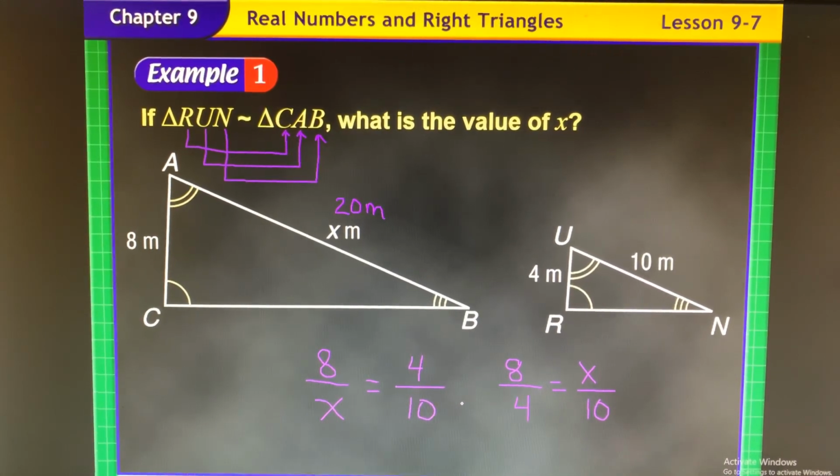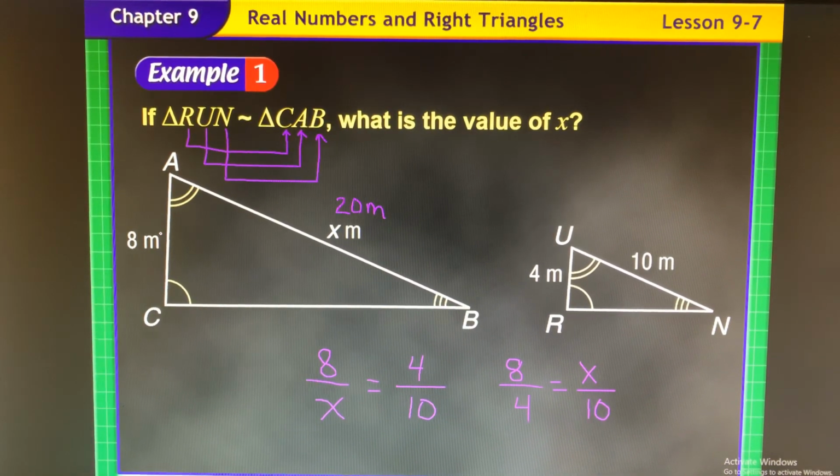But again, another way to look at it is to find the scale factor. And that scale factor indicates how much it's stretching by or how much it's shrinking by. So if I go from small to big, I'd say it's stretching by 2. If I went from big to small, I would say it's shrinking by a half.